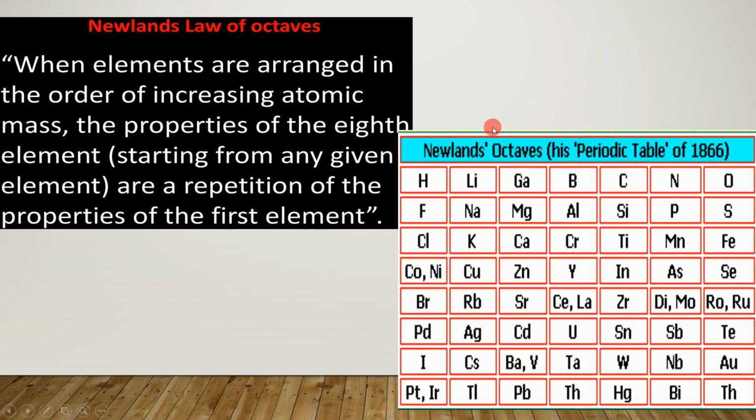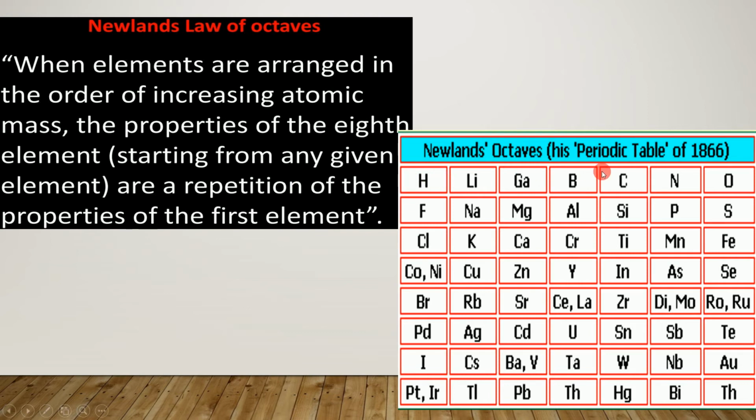Was there a recurrence of certain characteristics? Yes. If I take up lithium, the properties of lithium were repeated by sodium. Similarly, if I take up hydrogen, the properties were repeated by fluorine, and fluorine's were repeated by chlorine. So, two major achievements of Newland's law of octaves were: 1, grouping of elements into rows and periods; 2nd, the repetition of the properties.